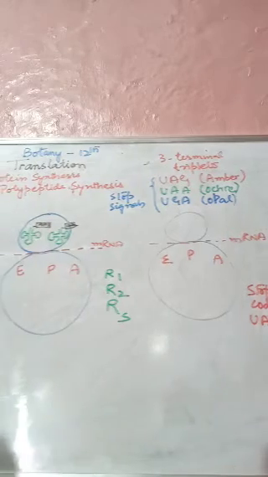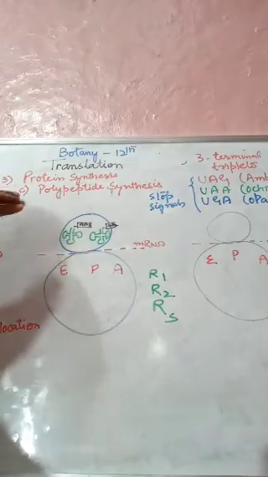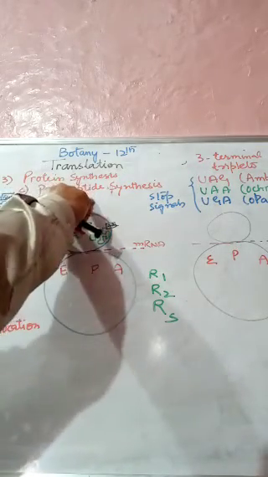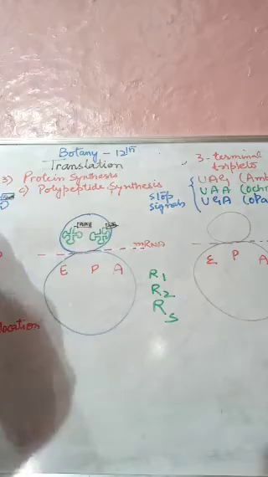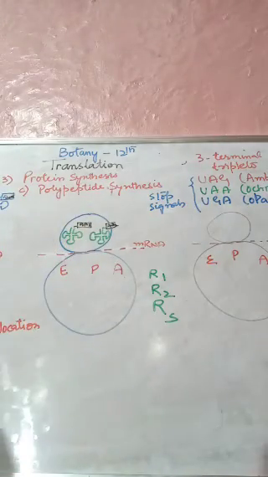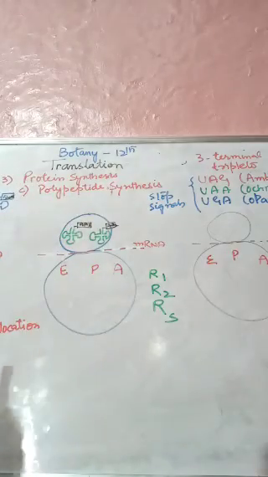So we have discussed all this, that is, peptide synthesis. First, we studied the activation of amino acids. Second, the attachment, or transfer, of amino acids to the tRNA. Third, we studied protein synthesis, and we discussed it in three steps: first, assembly of the ribosomal subunits; second, attachment of the mRNA; third, polypeptide synthesis.